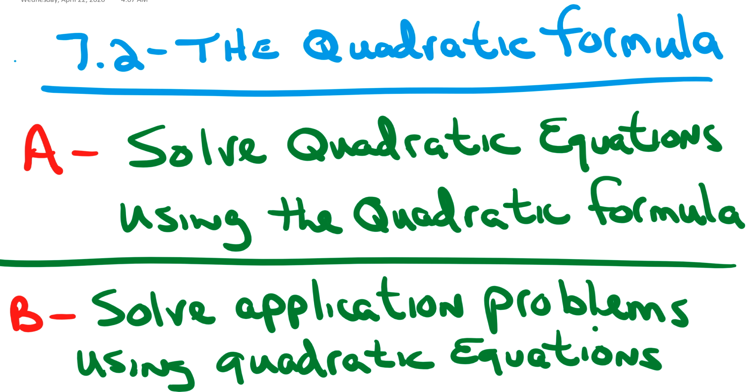Okay, here we are at section 7.2, the quadratic formula. This is a nice section, fairly easy, except maybe before we get to our second objective of solving application problems using the quadratic equation, and the formula too for B here. You can see in objective A, it's solve quadratic equations using the quadratic formula. Fairly easy. I hope you find it to be easy. And let's find out.